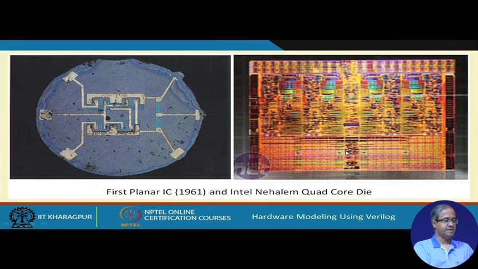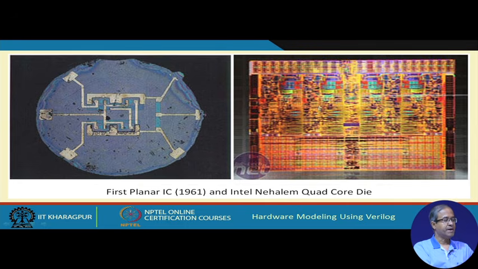So, here in this diagram I am showing two circuits side by side. On the left you have the first IC. Planar means it is laid out on a single plane, this is called a planar IC. So, you can very easily see the connections, the metals and the devices which are prepared.